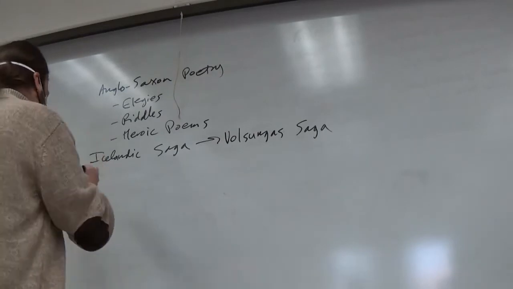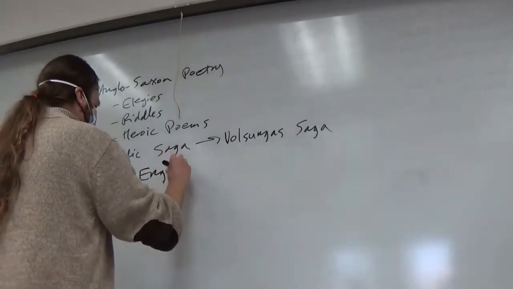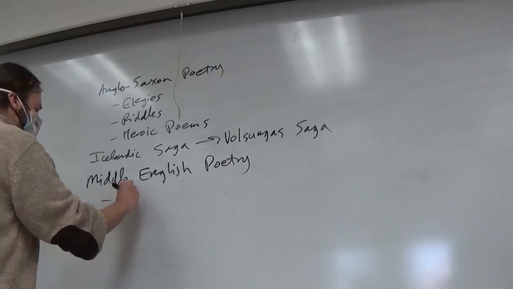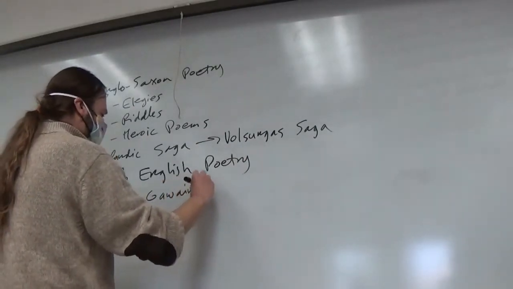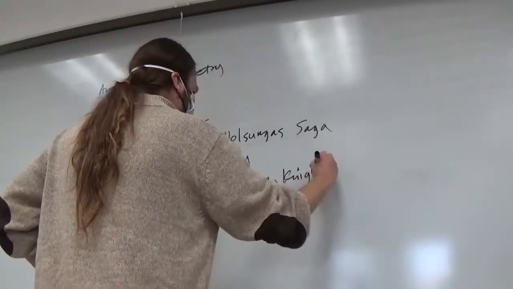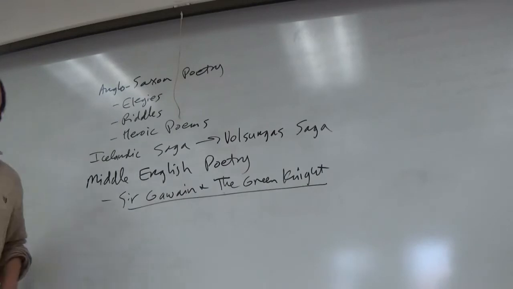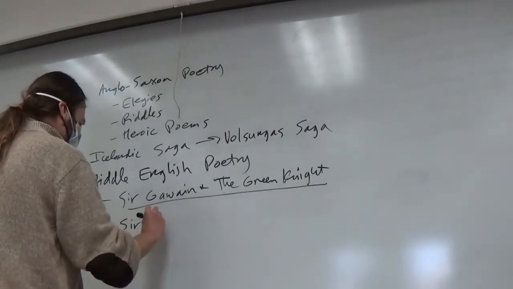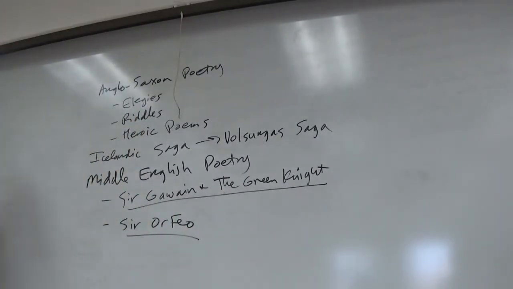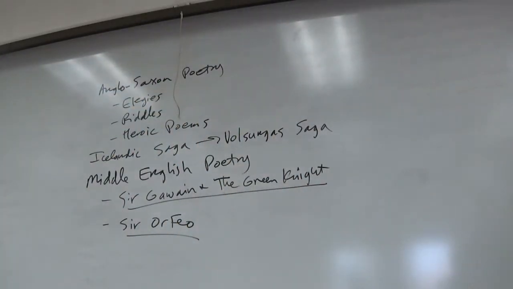We're also going to be looking at some poetry in Middle English. Sir Gawain and the Green Knight, of which Tolkien himself produced a translation, which I see you have in a paperback form there. And a shorter romance called Sir Orfeo, which is a transposition of the Orpheus myth to medieval England.